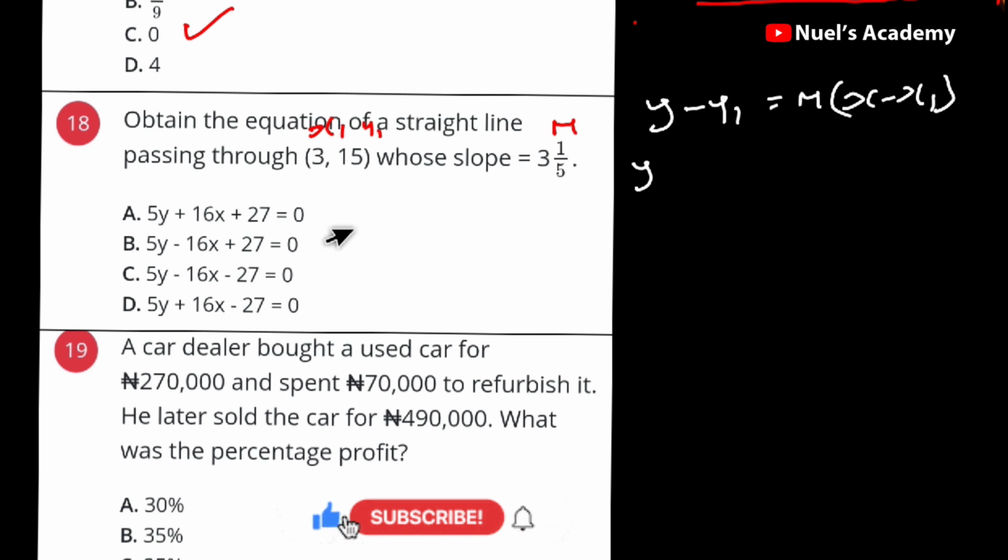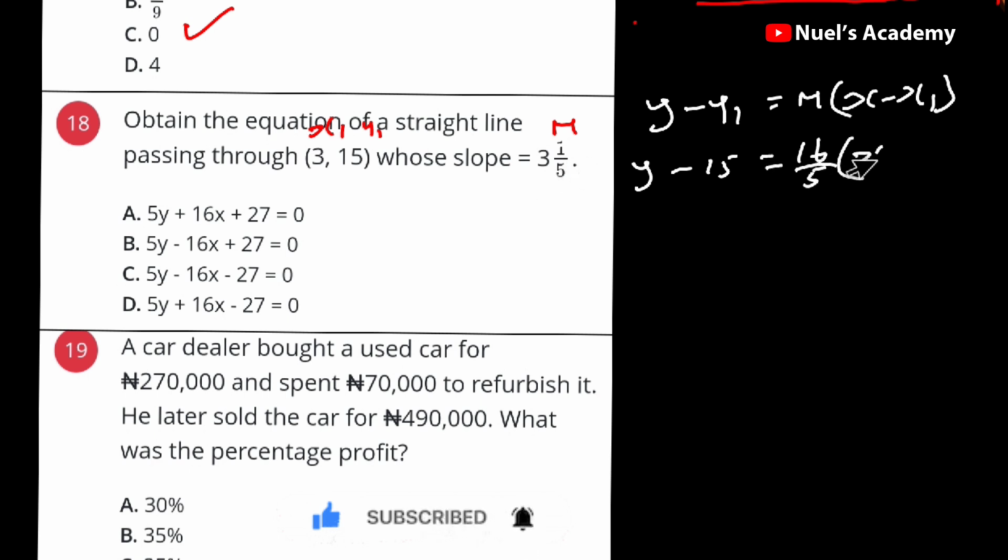So let's substitute these values of x1, y1 and m into this equation. So y minus y1, here is 15, equals to m, which is the slope. Let's convert this to a fraction. 3 times 5 is 15. 15 plus 1 is 16. So this is 16 over 5. So I have 16 over 5 multiplied by x minus x1, which is 3.